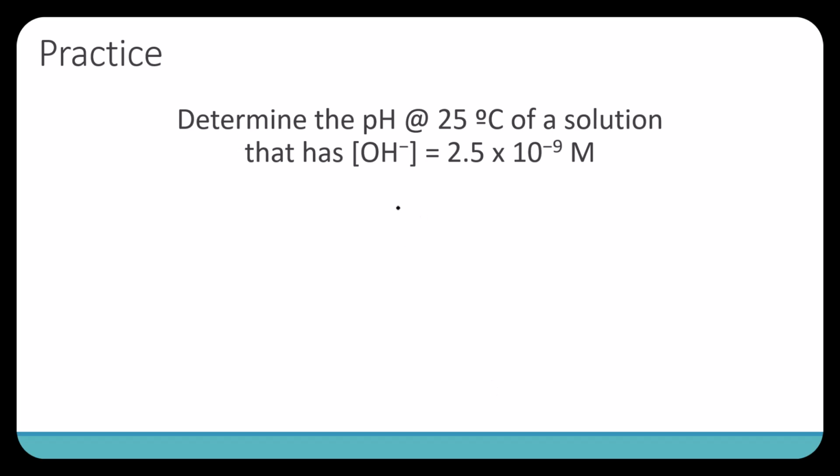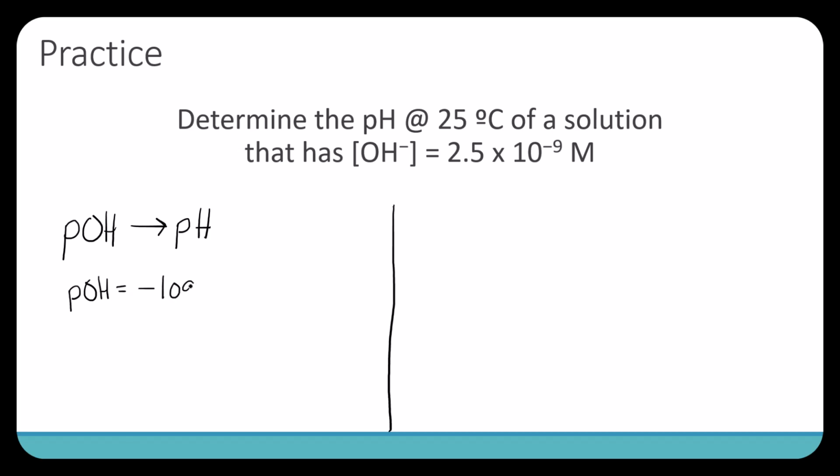All right, so there are two paths to solving this, and both paths are correct, but I do want to at least show you those paths. The first path, likely the one you took, is we could get to pOH and then to pH. To get to pOH, we take the negative log of the hydroxide concentration, since that's what we're given. So negative log of 2.5 times 10 to the negative 9th.